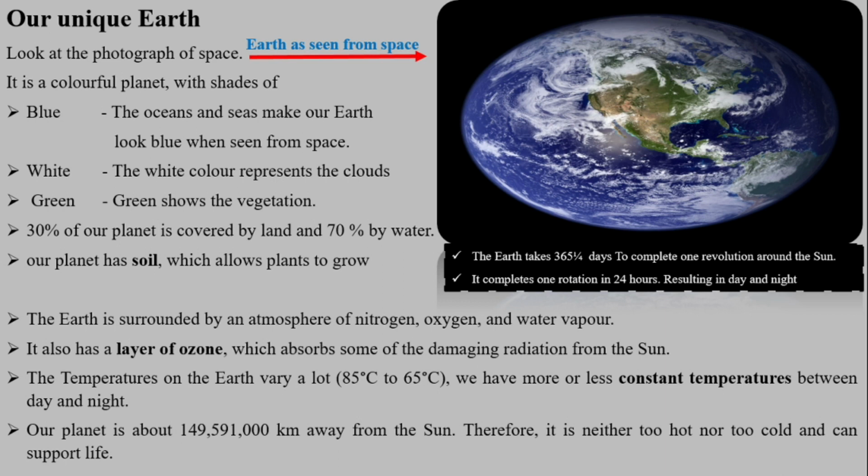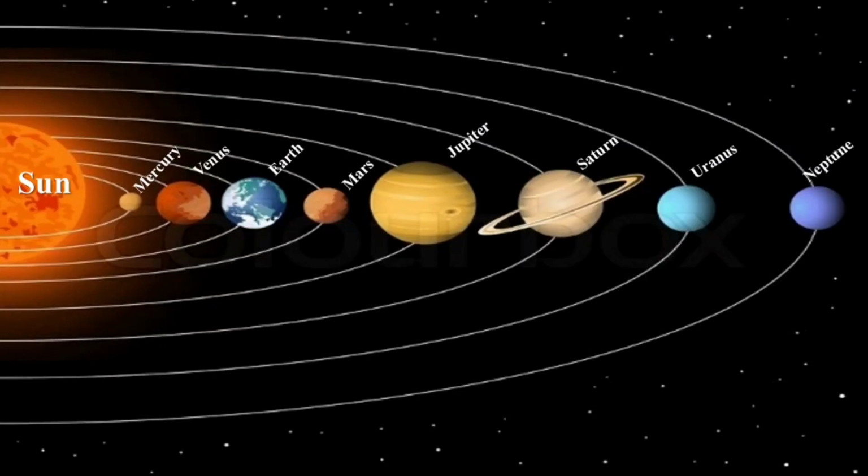Earth completes one rotation in 24 hours, resulting in day and night, since the Earth is rotating on its axis as it orbits the sun. So those are the main features of the third planet, our Earth, in our solar system.